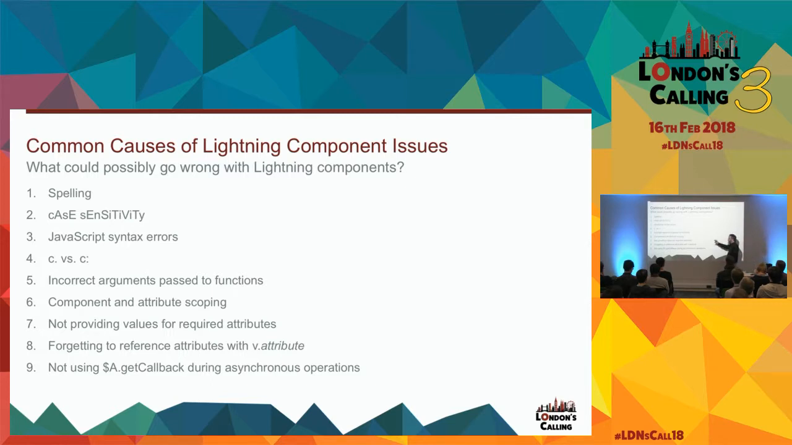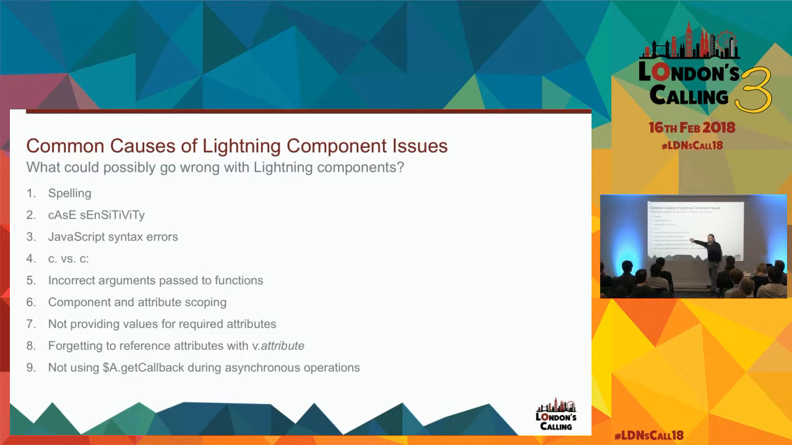Component attribute scoping, again: private, public, global. You have to understand what they mean. Private means I can only use something within the context of the same component. Public means that I can use something within the scope of the same namespace. And global means that I can use something outside of my namespace. This has a lot to do with Locker Service.